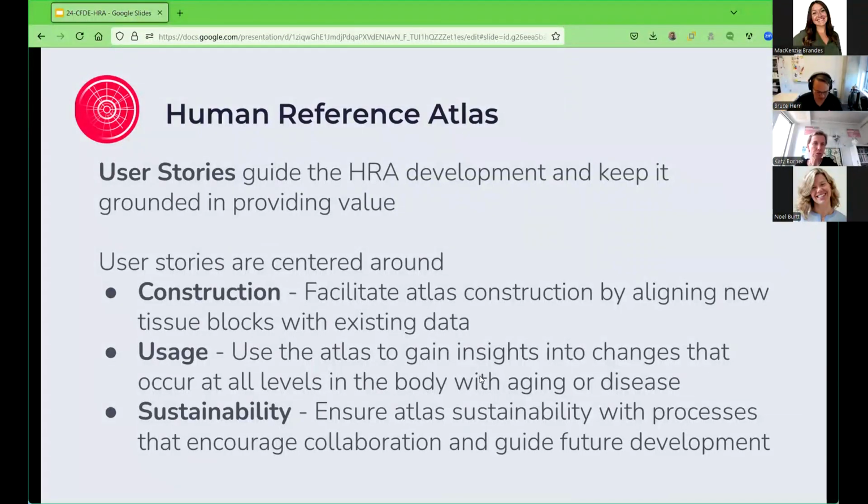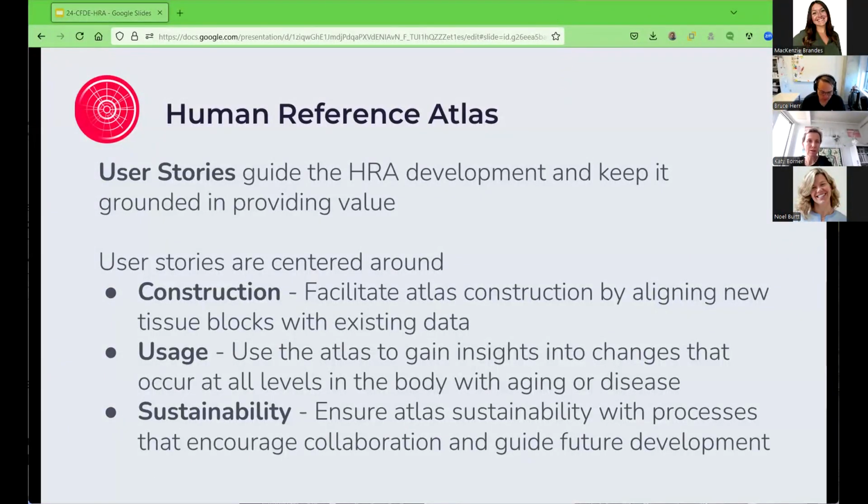Right, so user stories are needed because the atlas will ultimately serve many users and many functions, but we need initial user studies to just guide the initial development. And so here you see that there are some user stories that are centered around construction. So they facilitate the construction of anatomical structures and biomarkers and cell types tables, but also of 2D and 3D reference organs.